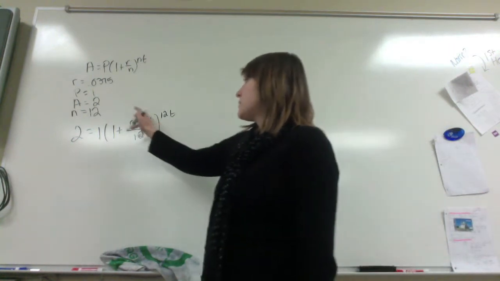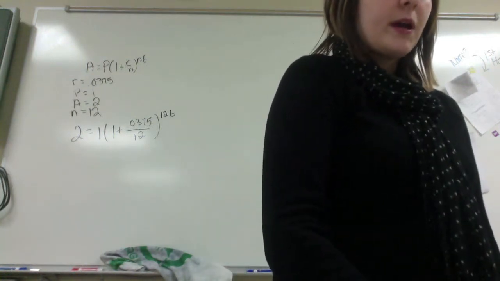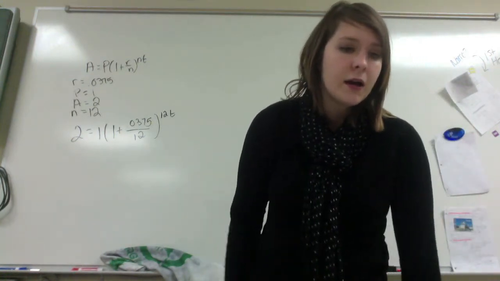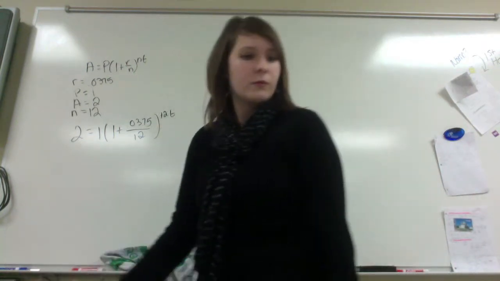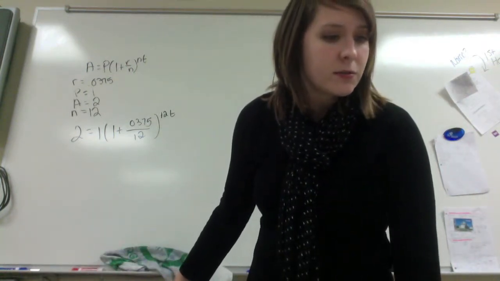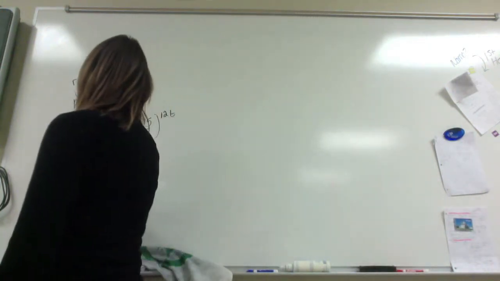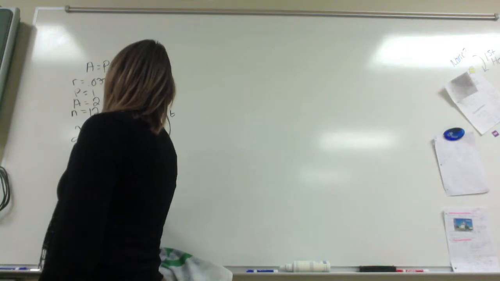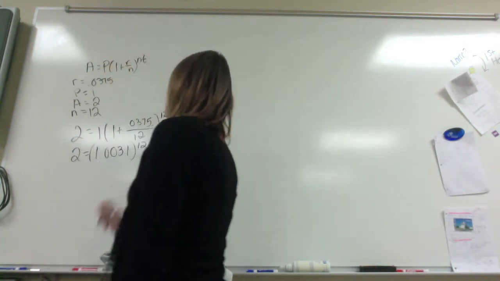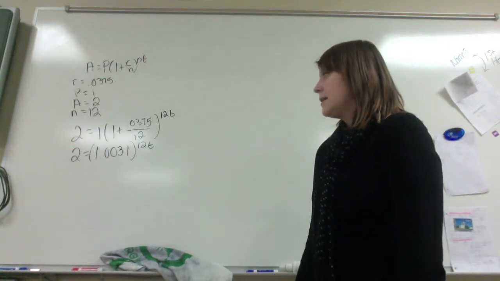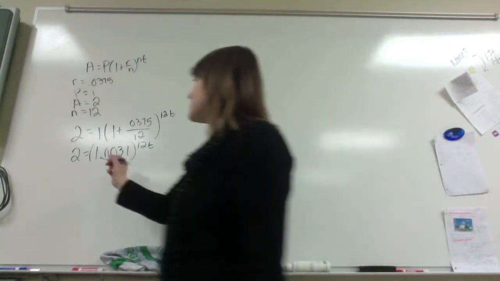So what I'm going to do is I'm going to start by figuring out what this is in the parentheses. So if I plug that into my calculator, I get 1.0031. Let me just make sure that's right. Yes. So this is 2 equals 1.0031 to the 12t. Okay, so now I'm to a point where I can take the log of both sides.